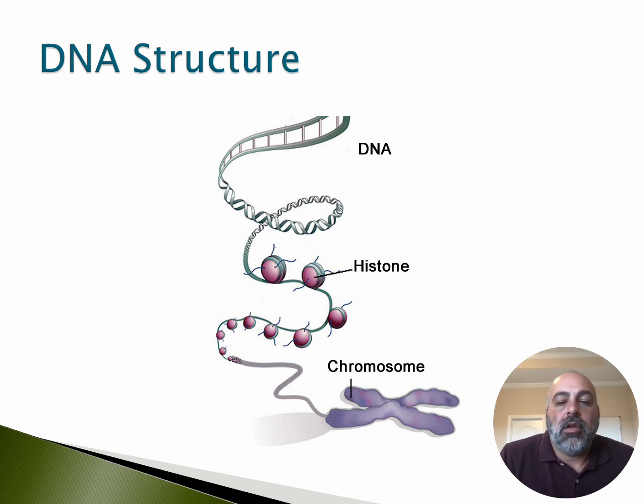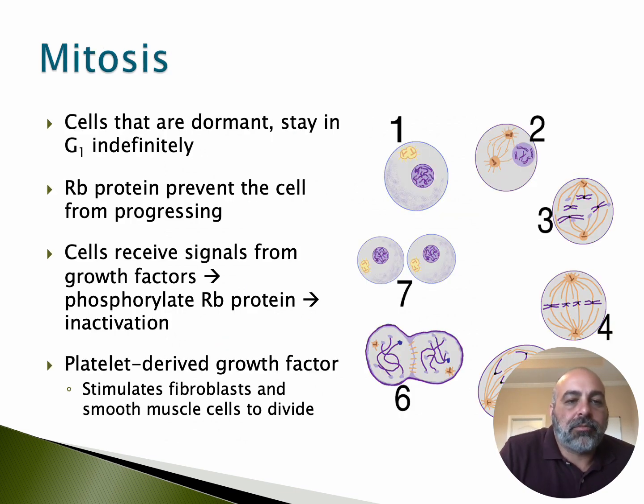When we go to divide, this is a duplicated chromosome. So we'll condense it all down, we'll duplicate it, and then we'll pull it apart, separate it. So mitosis, this should be G0. That's an error. Cells that are dormant stay in G0, so they're outside of the cell cycle. If they enter G1, they're going through mitosis.